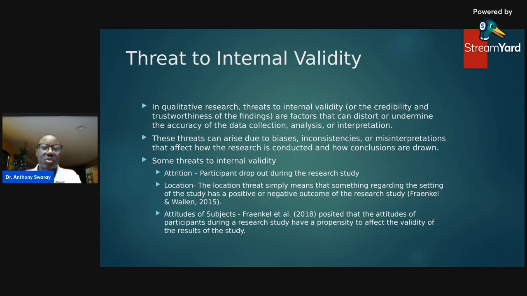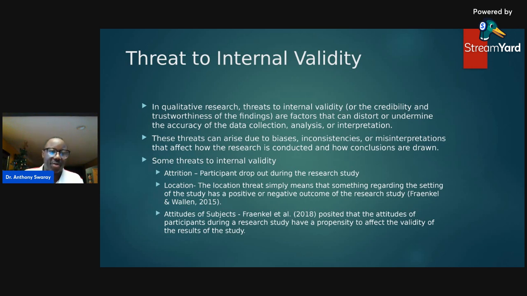Okay. So threat to internal validity. With threats to internal validity, in qualitative research, threats to internal validity or the credibility and trustworthiness of the findings are factors that can distort or undermine the accuracy. So anything that will distort or undermine the accuracy of the data collection, analysis, and interpretation are considered threats to internal validity. These threats can arise due to biases, inconsistencies, misrepresentations, and it can affect the process and the conclusions of the study. So let's look at some of the threats, like attrition.